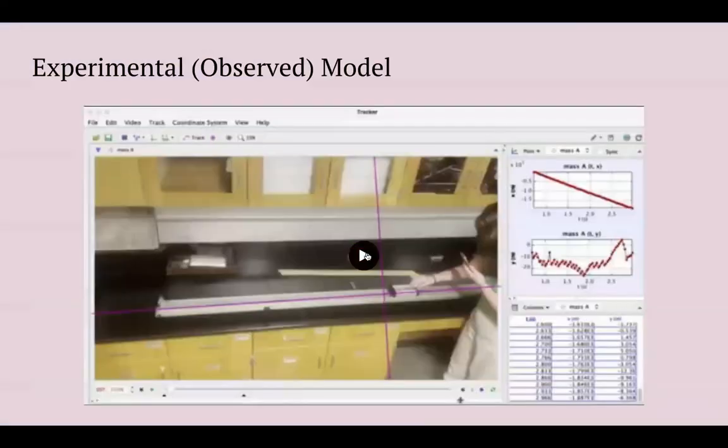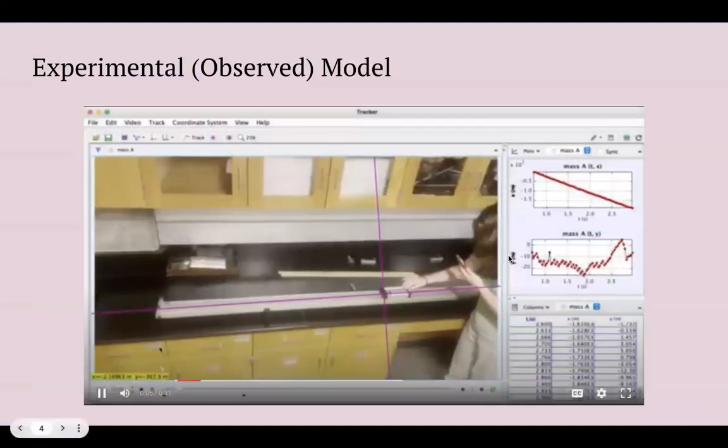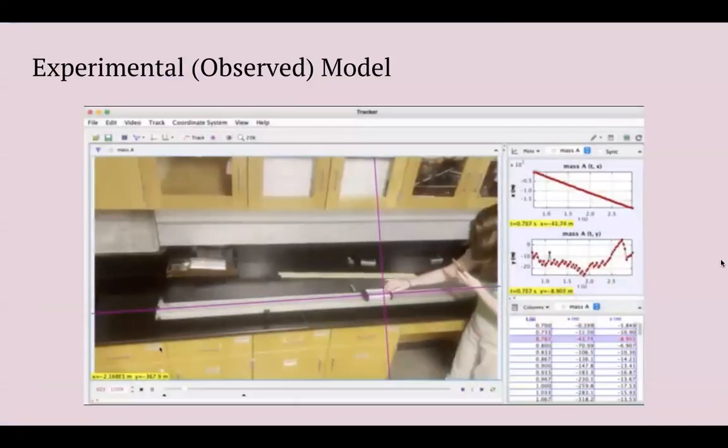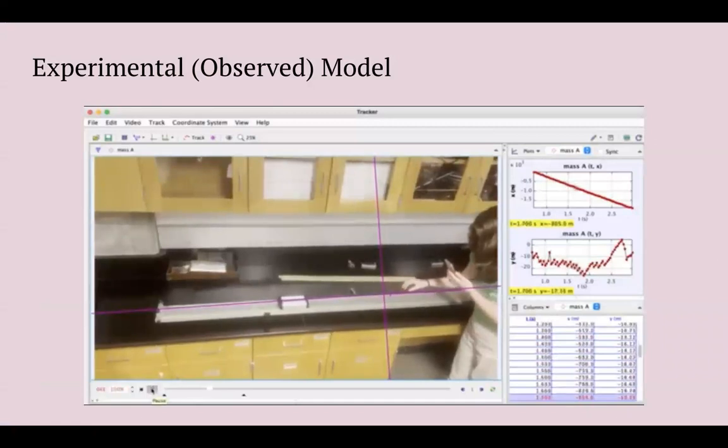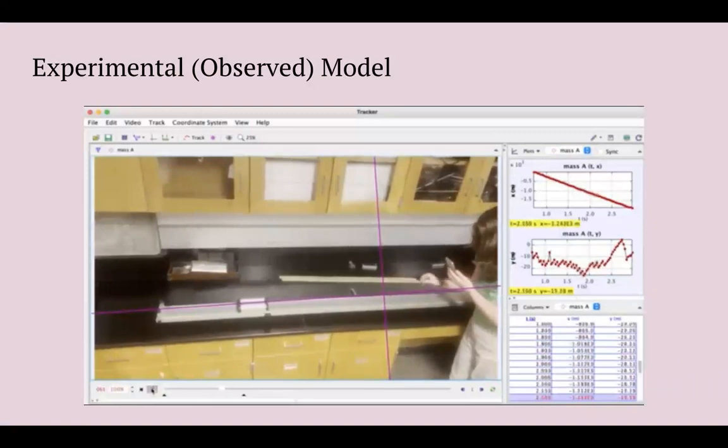I used this video and Tracker to track the motion of the object by plotting its position as a function of time. As you can see, the object is moving from right to left. I chose my axis so that the right side is positive and the left side is negative. This results in a downward sloping graph of position versus time, which can be seen on the right side of the video.